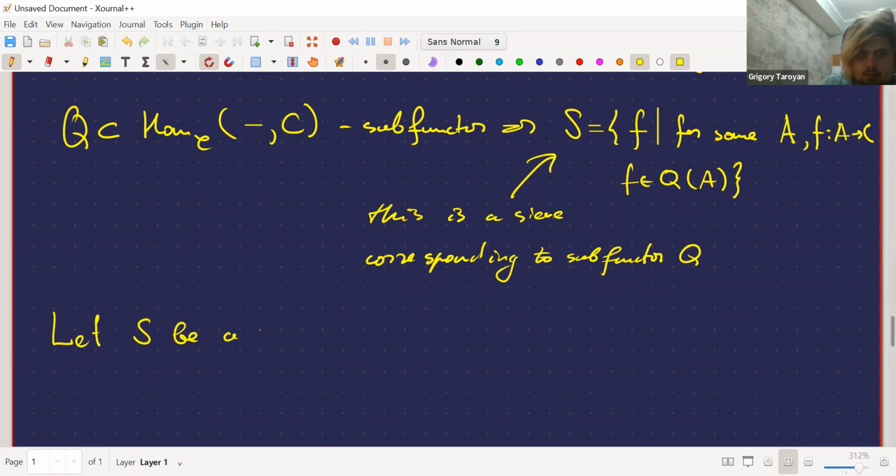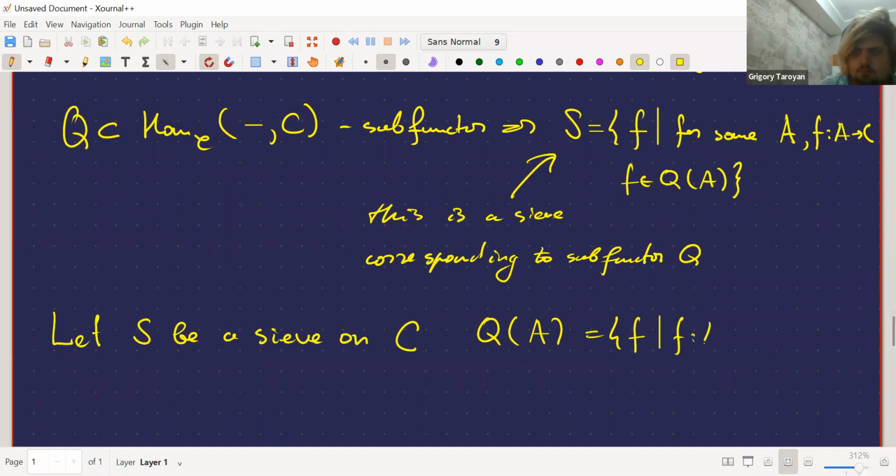Let S be a sieve on C. Then Q of A consists of those F from A to C such that F belongs to S. So that's basically tautological: the subfunctor is taking certain morphisms from this set here, and the sieve also takes certain morphisms from this set here. So we have the following equivalence.